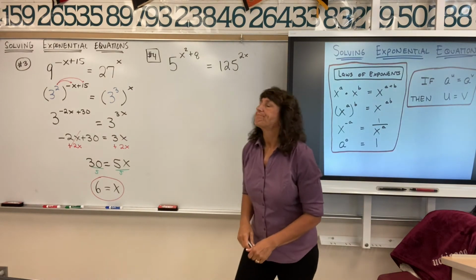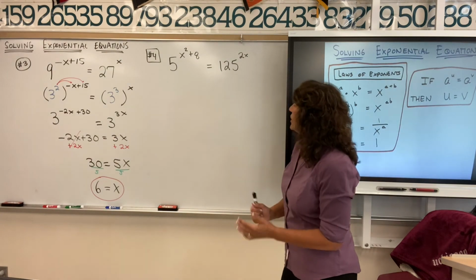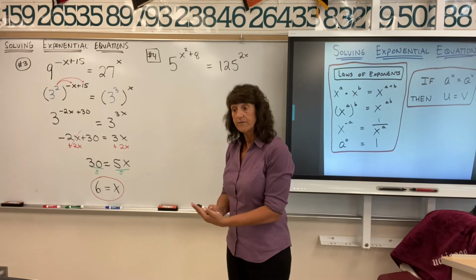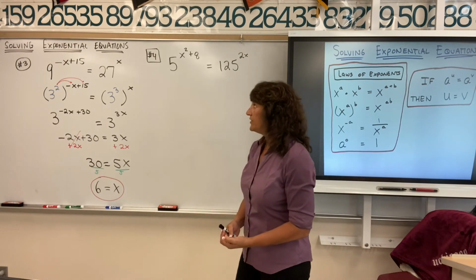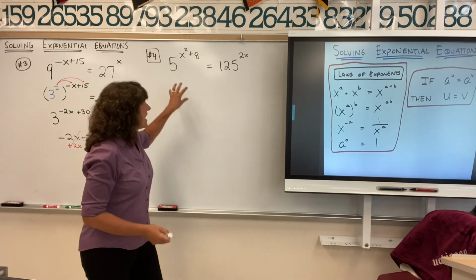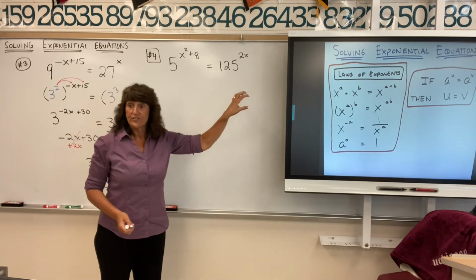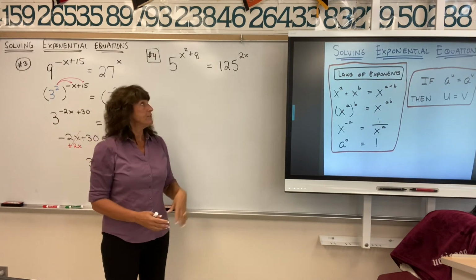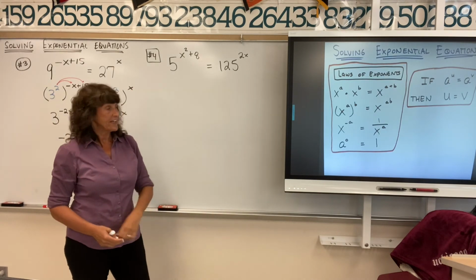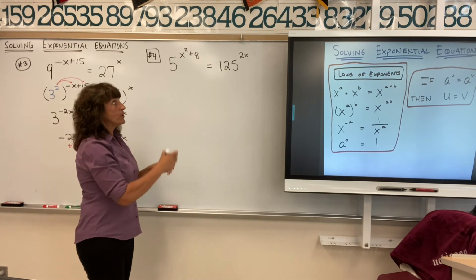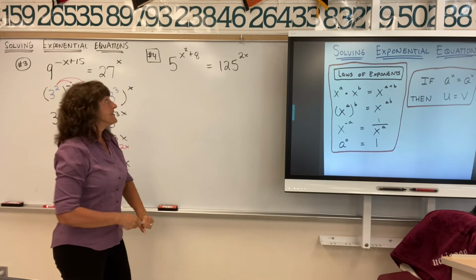Again, we want to solve the exponential equation. We want to solve for x. An exponential equation is one where the variable is in the exponents. The technique we're using is to break both sides down to the same base. You've got 5 for the base on the left and 125 for the base on the right. We can break both of these bases down to base 5.